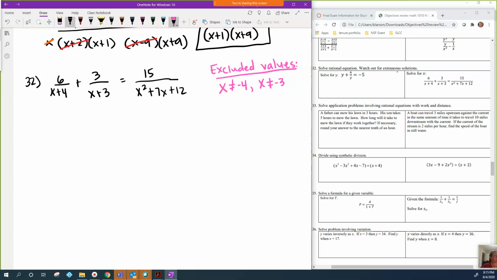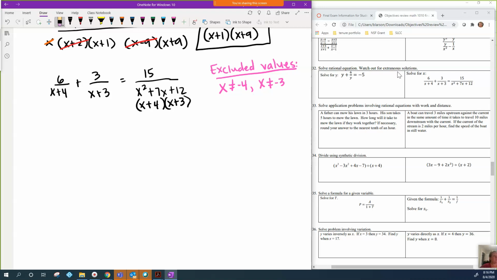And then it's always a good idea to factor this so we can see if there's anything else there that will be excluded. Well, let's see, 4 times 3 is 12, and to get 7, I'd need to add both of those. So I have the same thing there that was over there. So these are my 2 excluded values. Meaning, if in the end I come up with one of these solutions, I've got to remember that that cannot be an answer. I can't include that as one of my answers because it will make me divide by 0, which I can't do. All right, so now you're going to want to multiply everything by the LCD.